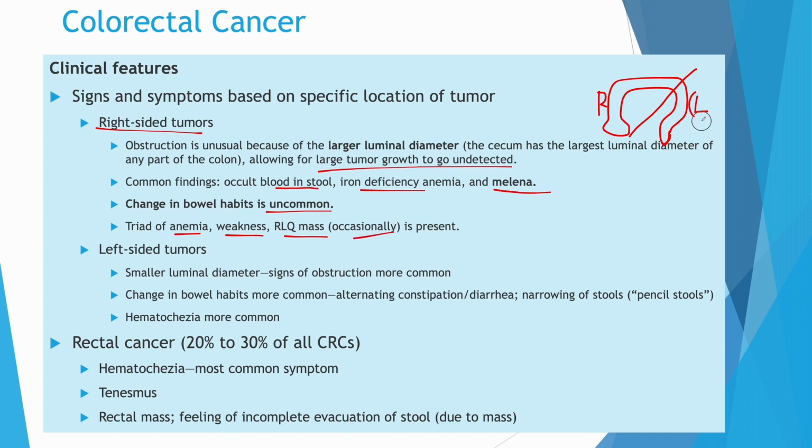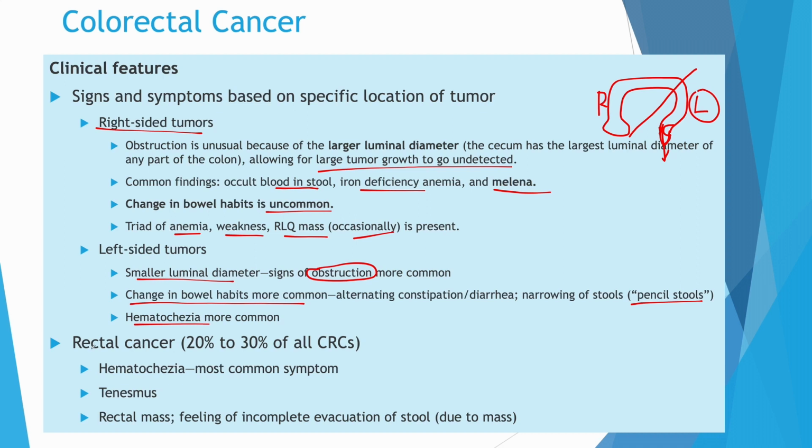Left-sided tumor, so on this side here, we have a smaller luminal diameter, so you see more signs of obstruction. And remember that colon cancer is the number one cause of large intestine obstruction. You also see more often a change in bowel habits, because if you have a mass that's sticking out, blocking the area where the stool is being formed and pushed out, you can get pencil stools. That's usually if it's circumferential and you only have a very small area for the stool to pass through, so it becomes thinner and pencil-like. You also see hematochezia more commonly because the blood is fresh coming from the left side.